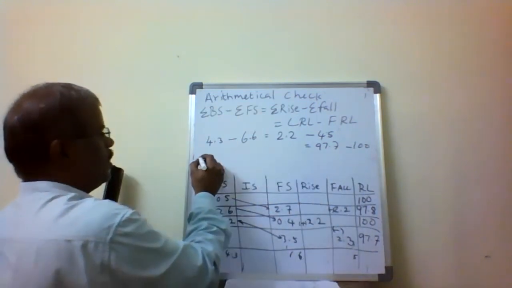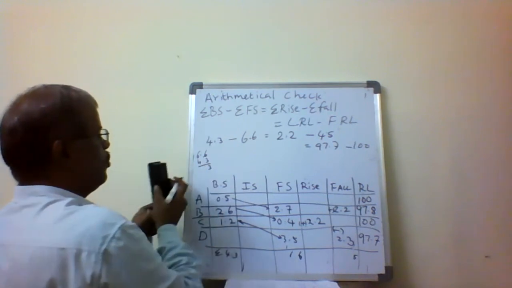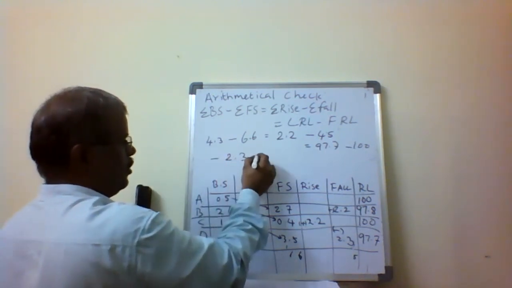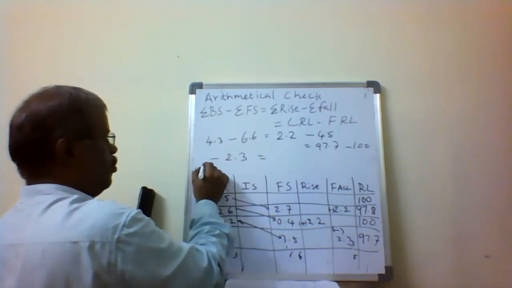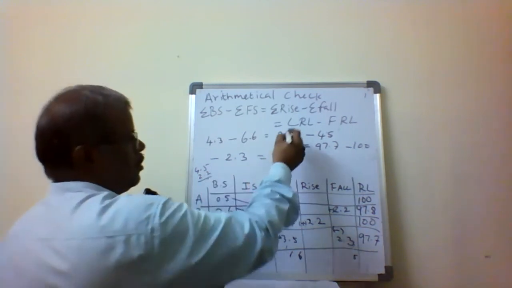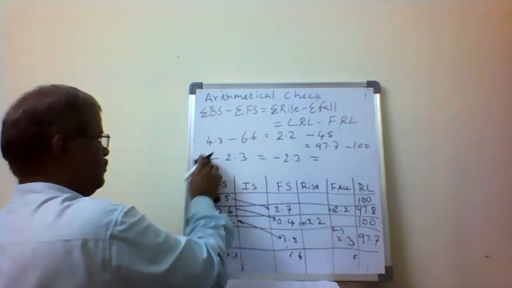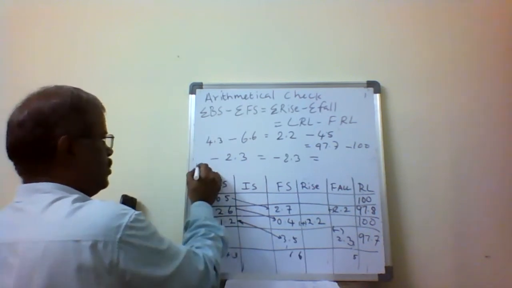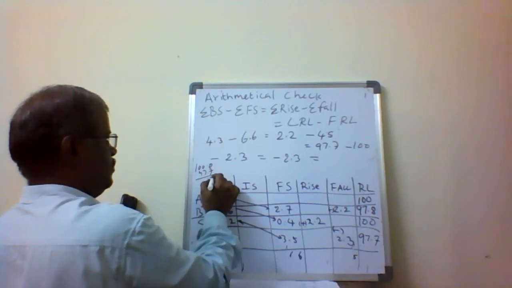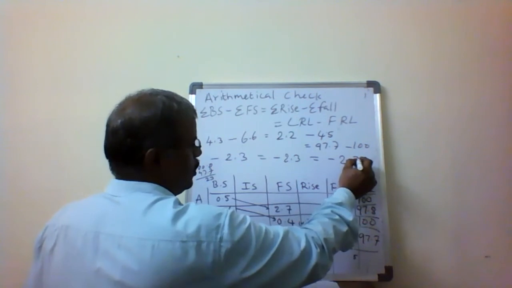Now 6.6 minus 4.3, 2.3. So minus 2.3 equals 4.5, 2.2 minus 2.3 equals 100 minus 97.7. So this is also minus 2.3.